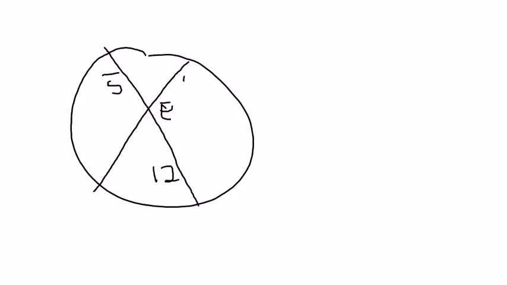Number 10, I have intersecting segments. I have AB and CD are chords intersecting at E. Okay, that's 5, 12, 6, and then I need to find this segment right there. That's going to be DE. I need segment DE.